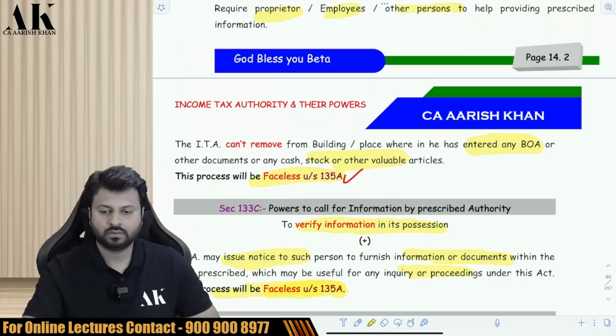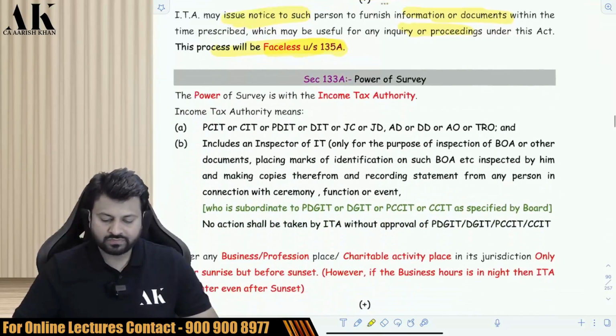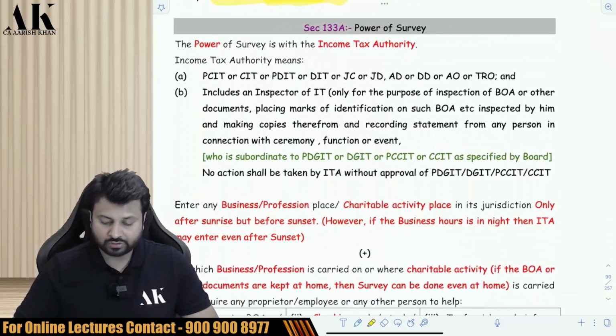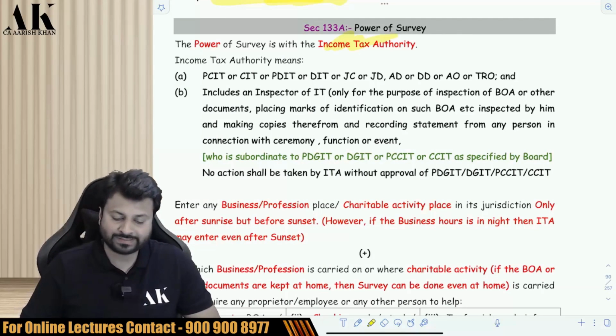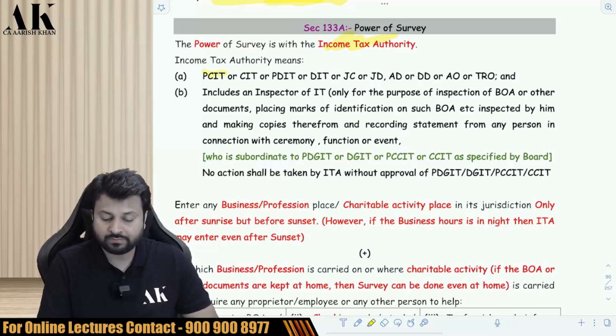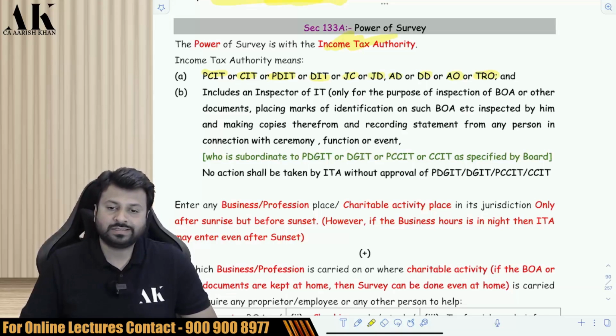Okay. So let's go ahead with the next section, which is very important for your exams also. That is power of survey. The power of survey is given to the income tax authority. And who are the income tax authorities to whom the power of survey is given? It is given to Principal Commissioner of Income Tax, Commissioner of Income Tax, Principal Director of Income Tax, Director of Income Tax, Joint Commissioner, Joint Director, Additional Director, Deputy Director, Assessing Officer, and Tax Recovery Officer. These are the officers to whom the government has given the power to do survey.